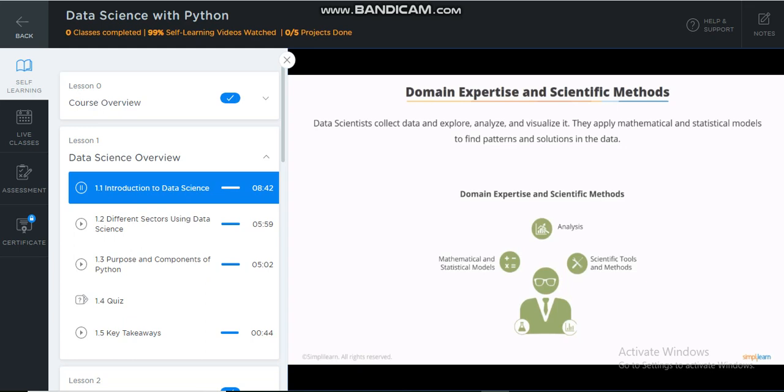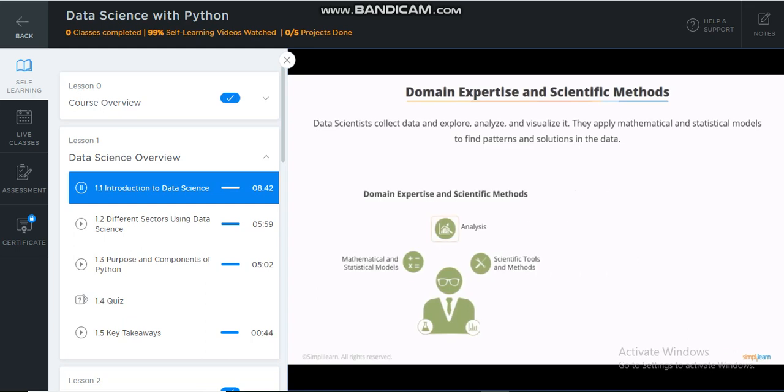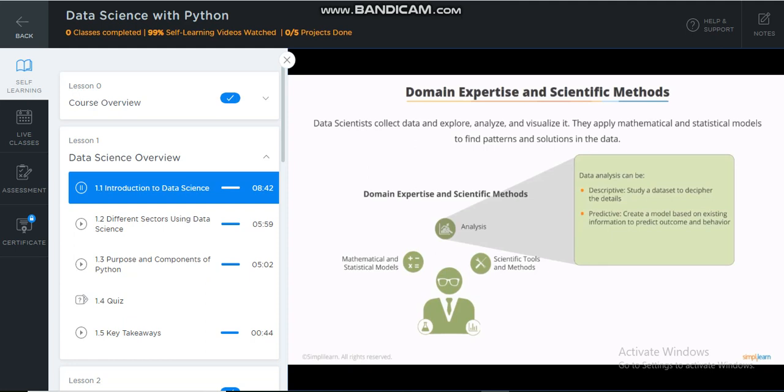In the next slide, we will see how data science technology has now made this process faster and more efficient. But before we do that, let's understand the different types of data analysis, an important aspect of data science. Data analysis can either be descriptive, where one studies a dataset to explain what happened, or be predictive, where one creates a model based on existing information to predict the outcome and behavior.